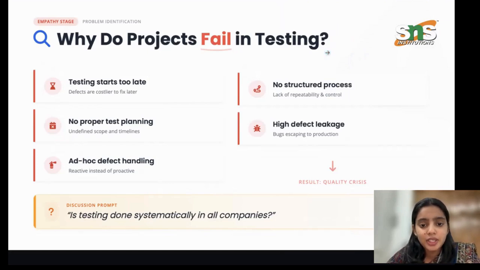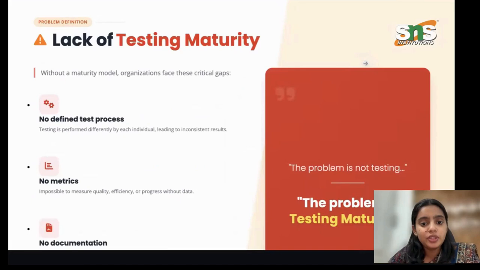Yes, this stage is a very important stage as it is the empathy stage, which is the DT's first stage. So when we started, we began with the question, why do projects fail in testing? Is testing done systematically in all companies? So these are the questions that arise between us. During the empathy stage, we'll go with the problem definition here.